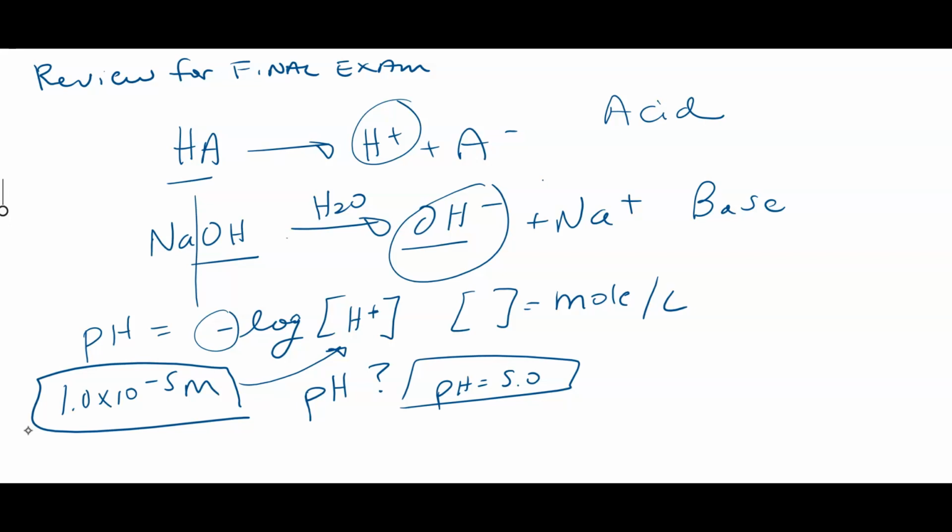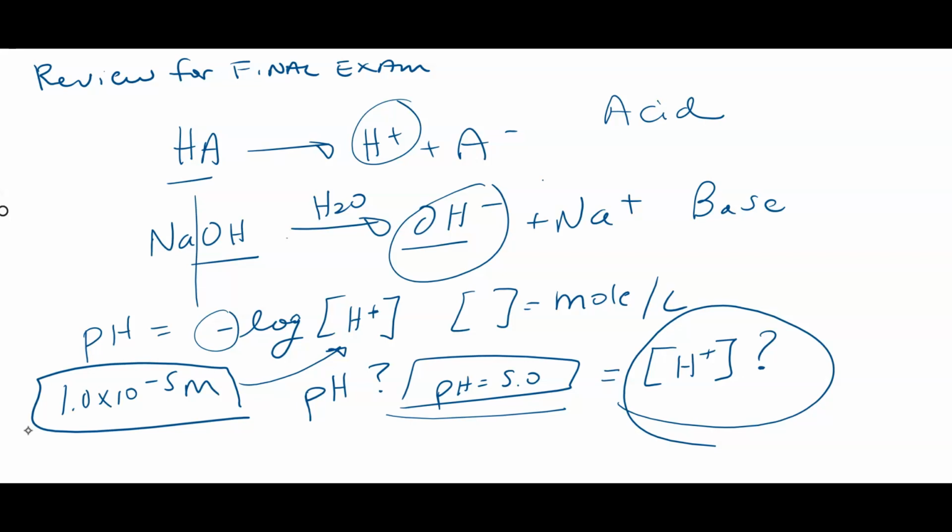What if you were given the pH of 5 in the problem, and they asked you what is the concentration of the H plus? This is the question. We're going to work backwards now. You're going to put 5 in your calculator, put a negative sign in front of it, so change it to -5, and then you're going to hit the second button and then the log button.